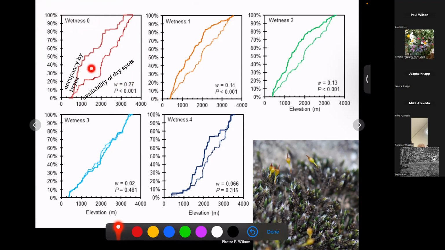And then this effect, the difference between the two curves, diminishes as you get to wetter and wetter spots, so that when you get to a place that is like a seasonal seep or something like that, there's hardly any difference at all between what you'd expect to find based on the plots, based on the sampling, and what you find based on the occupancy by the bryophytes. So anyway, the take-home message is that dry spots are what's really responsible for this increase in the species richness at low elevations.